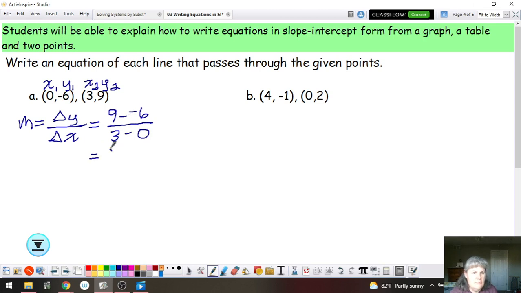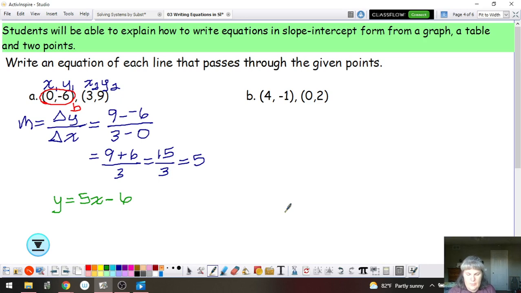Subtracting a negative is 9 plus 6. And 3 minus 0 is 3. So we have 9 plus 6 is 15 over 3 is a slope of 5. And if we look at our 2 points, only one of them has a 0. So that means the b value is my -6. And my equation is y equals 5x minus 6.